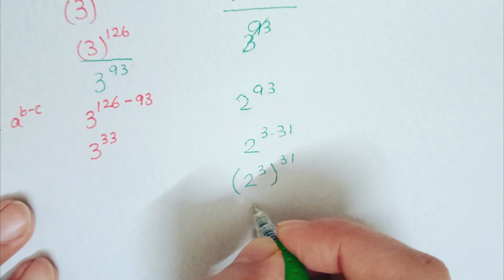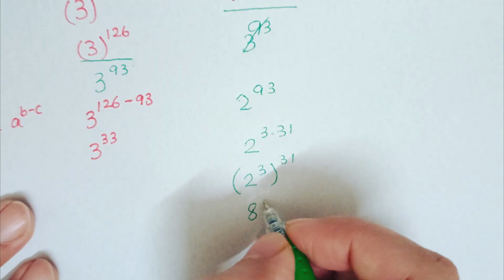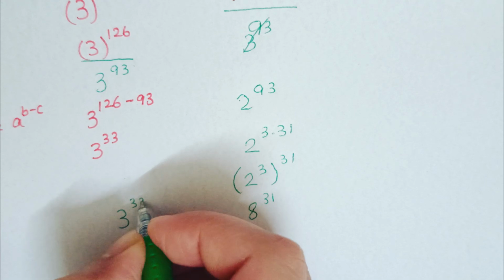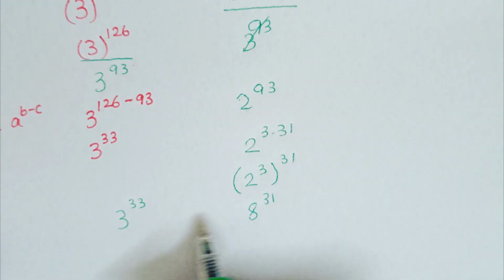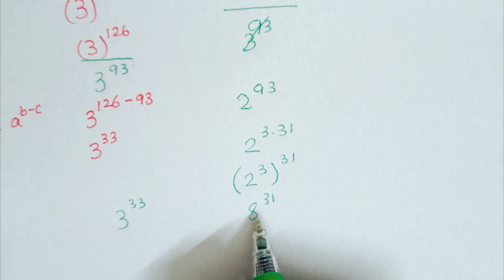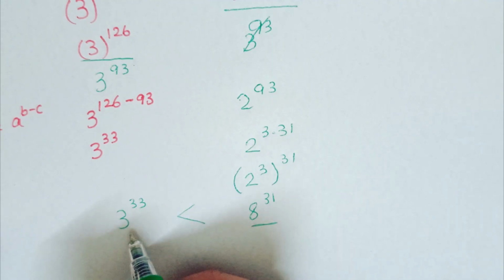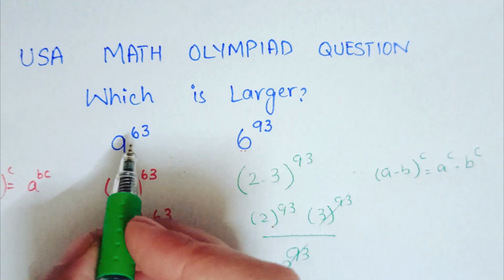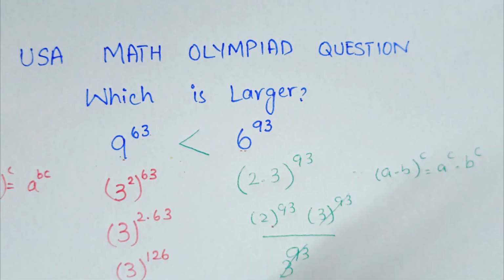Now 2 raised to the power 3 can be written as 8, since 2 times 2 times 2 is 8, raised to the power 31. Here we have 3 raised to the power 33 and here we have 8 raised to the power 31. By looking at both of these, I think it is obvious now that this number is bigger. So we can write that this number is less than this. And if we look at this, 9 raised to the power 63 is less than 6 raised to the power 93.